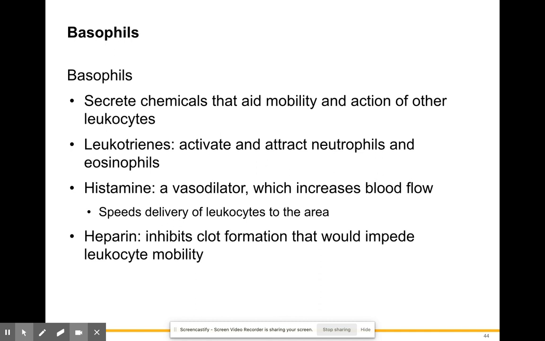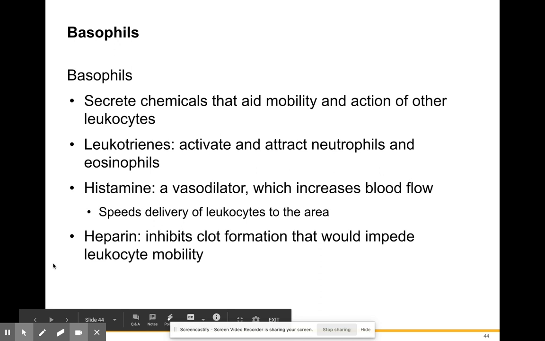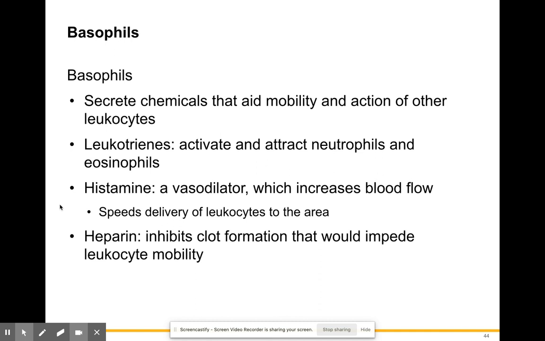Why do we want that? Okay, we want that because blood flow will speed up healing. It will also help bring back nutrients to that area, okay? And it'll speed up the leukocyte delivery to that area, so more white blood cells can get to that area, okay? Sometimes that causes some issues, right?